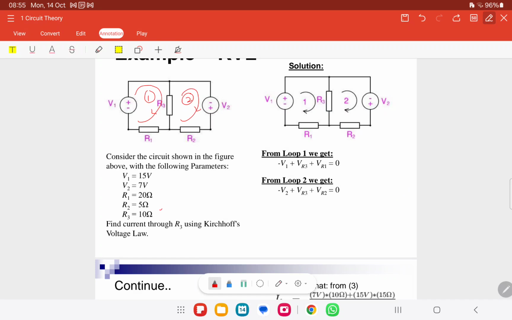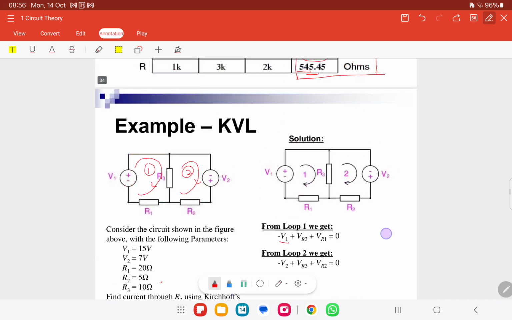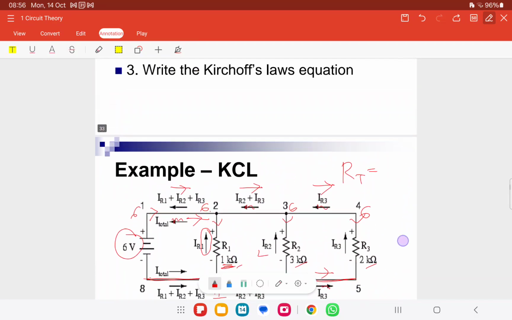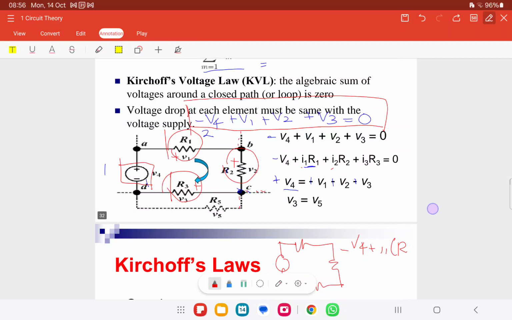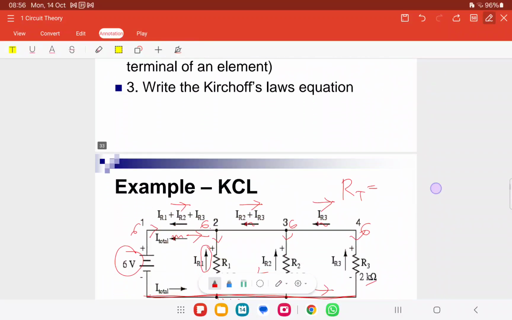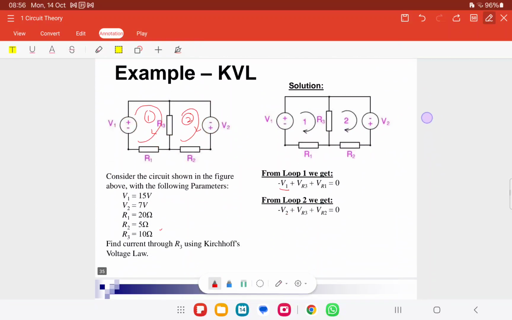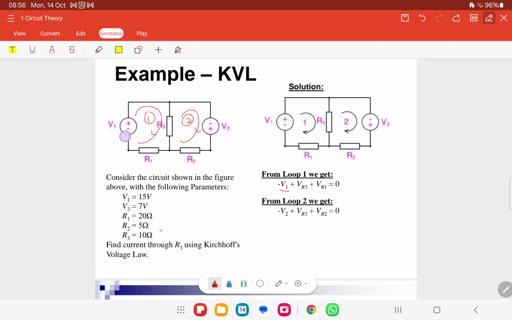Okay, so for the first loop, minus V1, kan minus kan, yang tadi ni salah kan? Yang ni kan, nanti saya kena betulkan nota. Yang ni dia confusing. So minus V1 sebab kita masuk kod minus ini. Okay, minus V1 dia lalu pergi kerja sampai dekat R3.